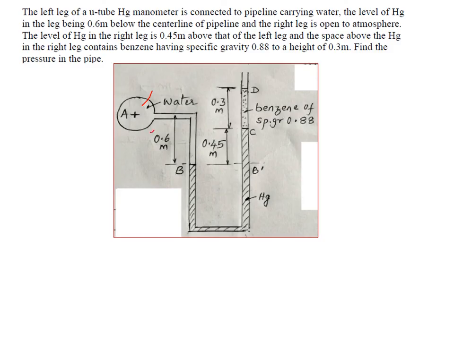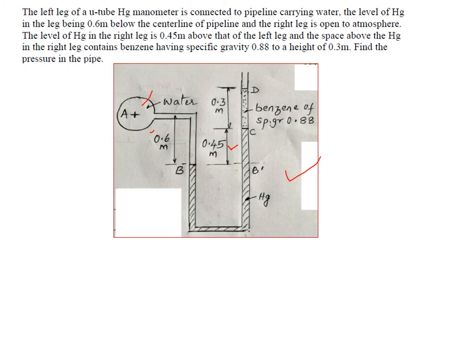Therefore this is marked, and the right leg is open to atmosphere. The level of mercury in the right limb is 0.45 meters above that of the left leg. So the level of mercury has to be 0.45 above the left limb, and this 0.45 is marked. Then the space above the mercury is filled with benzene having specific gravity 0.88 for a height of 0.3 meters. Note that 0.45 plus 0.3 is more than 0.6, so this has gone above this point A.